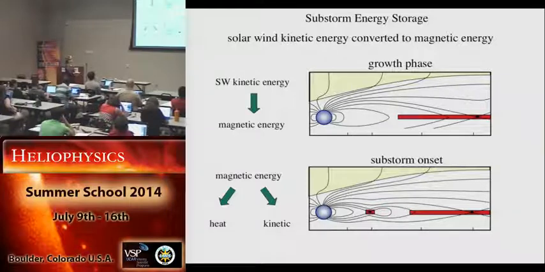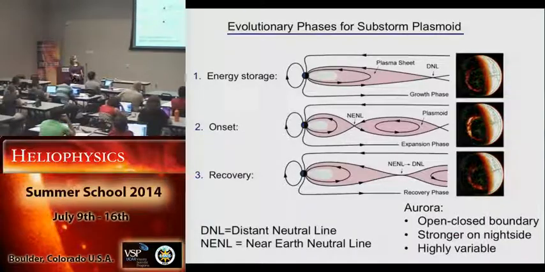And then at some point, the triggering point, and that is the big question, is how it gets triggered. You have a substorm effect, reconnection occurring in the tail, and this magnetic energy that was stored in the tail is converted to heat, and kinetic energy flows, and particles are accelerated and produce the storm aurora. So these phases are energy storage, energy onset, and then recovery.